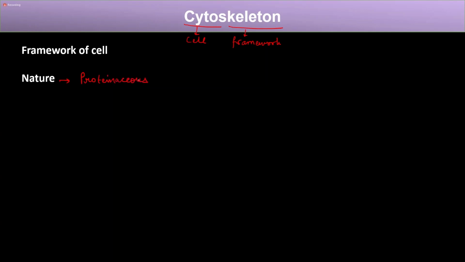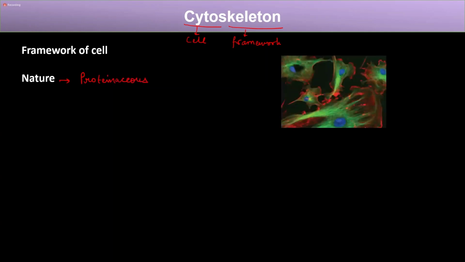Secondly, if you look at the structure of the cytoskeleton, it looks something like this. So this green color here is representing the cytoskeleton. And this blue color here is representing the nucleus. And the outer red color is showing the plasma membrane. So it is a type of cell, and this is the overall shape of this cell.